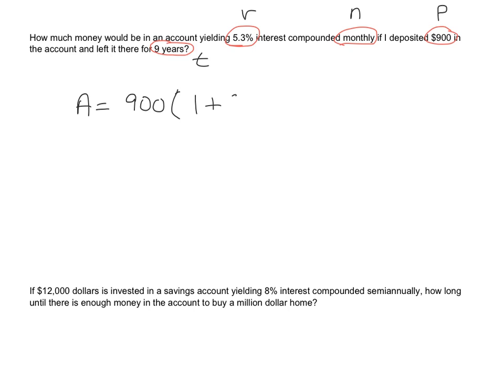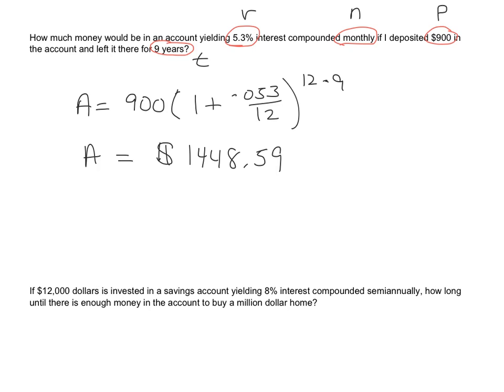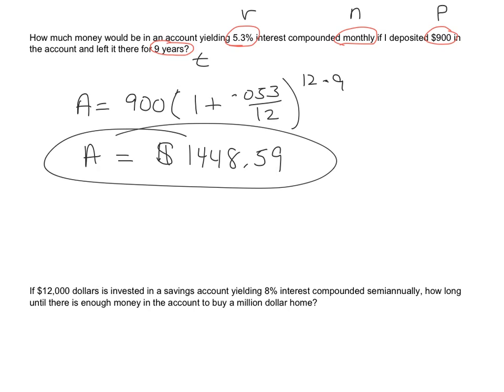So 1 plus 0.053 over 12, to the 12 times 9. So what this all turns out to be, I just plug it in the calculator. Anytime you're just finding the amount, you just plug it in the calculator. So you get 1448.59 if I round it up. So you make about $550 for just having your money in the bank for 9 years. So you get that extra money, but the problem is you don't get to touch your money for 9 years. Thus is the whole idea of investing.